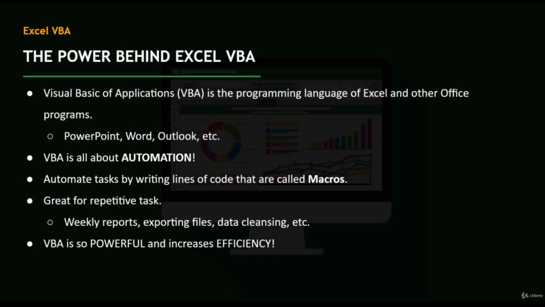With VBA, we can automate almost any task that we do inside of Excel by writing lines of code that are called macros. And macros is a term that you will hear a lot once you start working with VBA. And VBA is great for automating repetitive tasks, such as weekly reports, exporting files, data cleansing, and the list just goes on and on. There is just so much that you can do with VBA, so sadly we can't cover all of its abilities in one course.